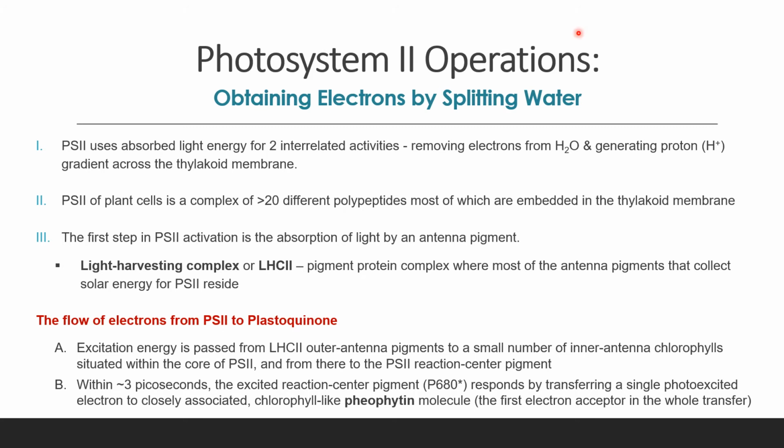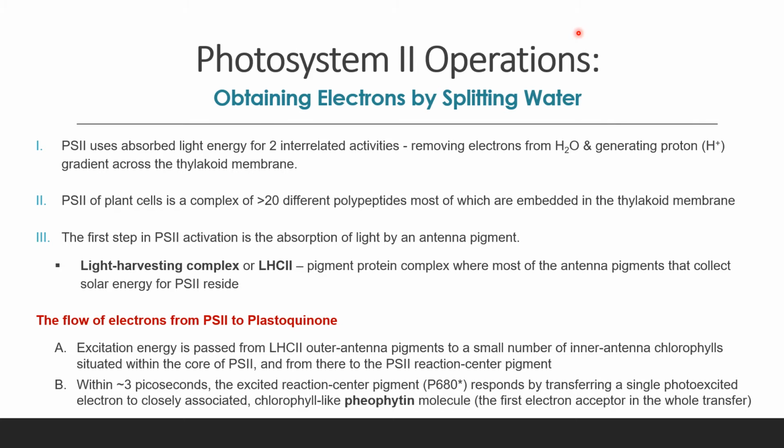So, PS2 uses absorbed light energy for two interrelated activities. First, by removing electrons from water, and secondly, by generating a proton, or hydrogen, gradient across the thylakoid membrane. PS2 of plant cells is a complex that comprises more than 20 different polypeptides, most of which are embedded in the thylakoid membrane.